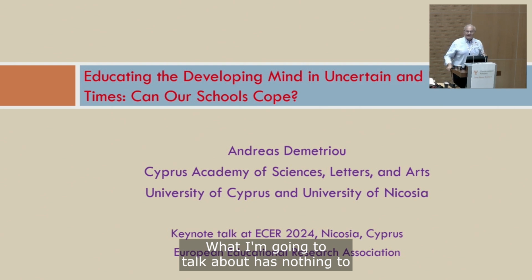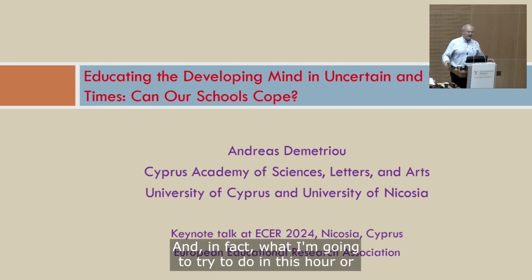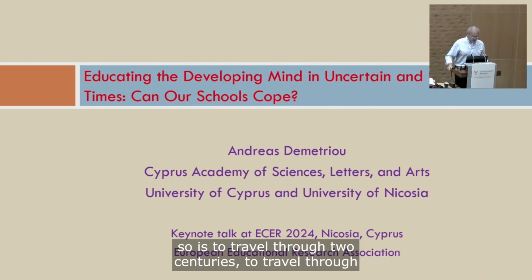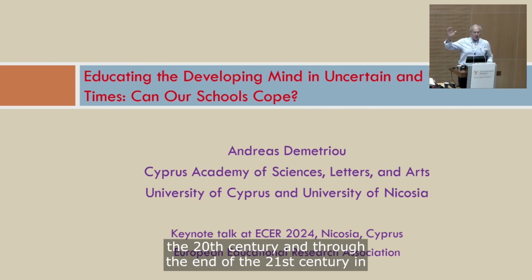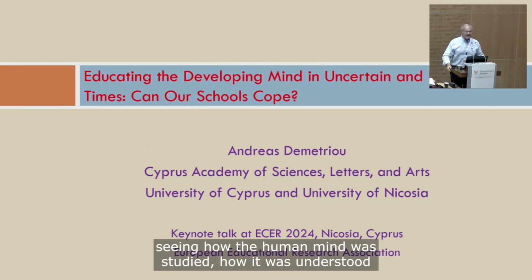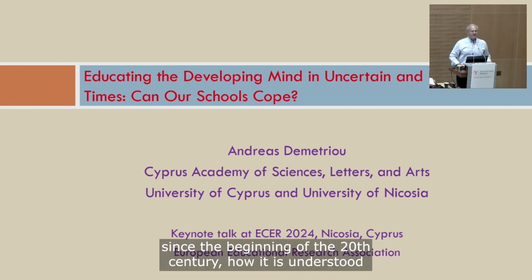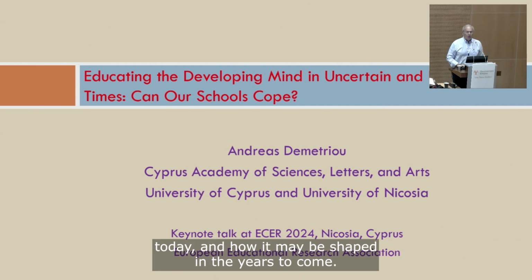What I'm going to talk about has nothing to do with my administrative roles through the years. It's my research. And in fact, what I'm going to try to do in this hour or so is to travel through 2 centuries, through the 20th century and through the end of the 21st century, in seeing how the human mind was studied, how it was understood since the beginning of the 20th century, how it is understood today, and how it may be shaped in the years to come.